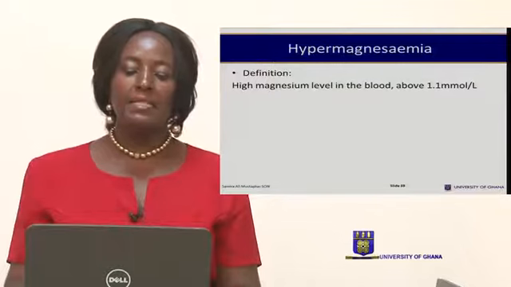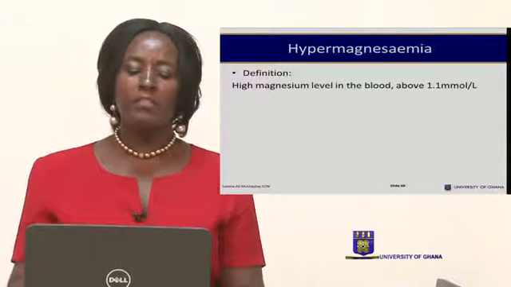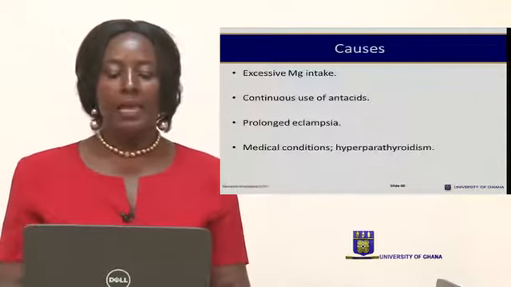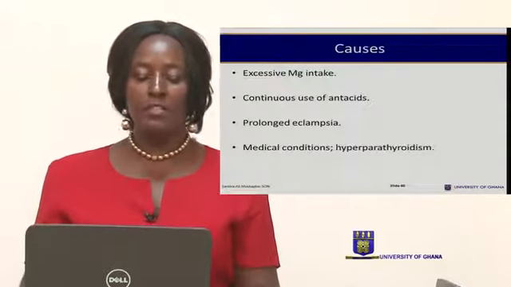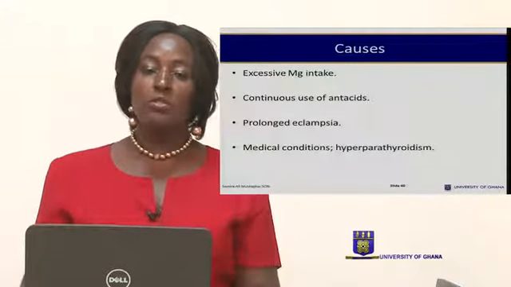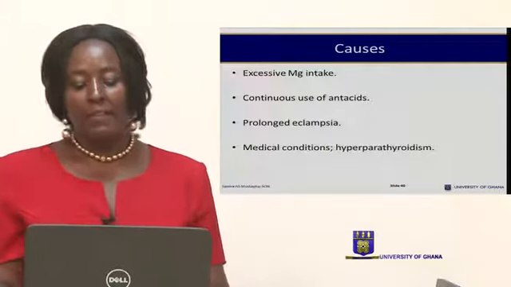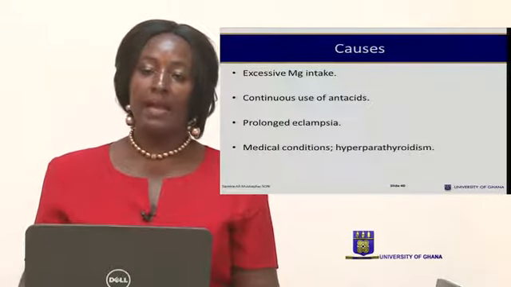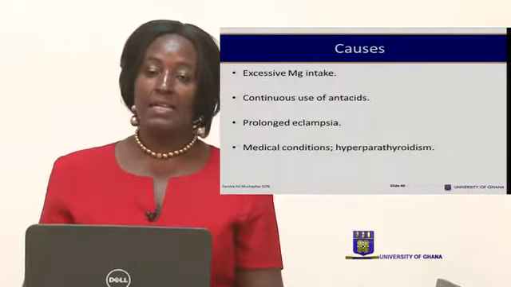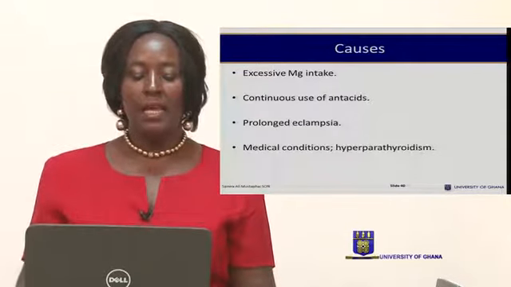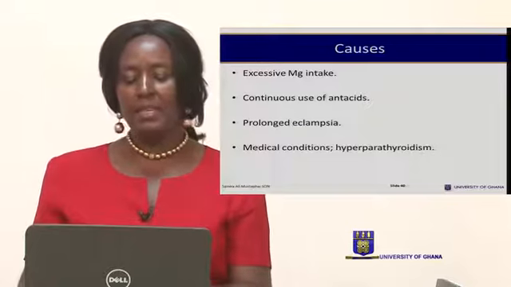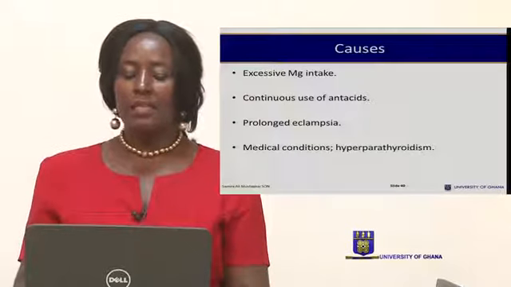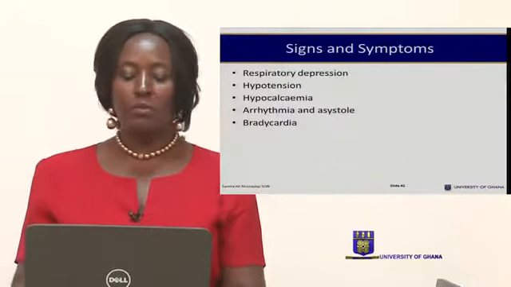So hypermagnesemia is also when the level of magnesium goes above 1.1 millimole per liter. And the causes are excessive intake of magnesium, and then some continuous use of antacid. We know that we have magnesium sulfate preparations of antacids, and in cases where we looked at mother having magnesium sulfate as a result of pregnancy-induced hypertension, and then prolonged eclampsia. So in this case, magnesium sulfate is used, and then medical conditions such as hyperparathyroidism can also result in this.